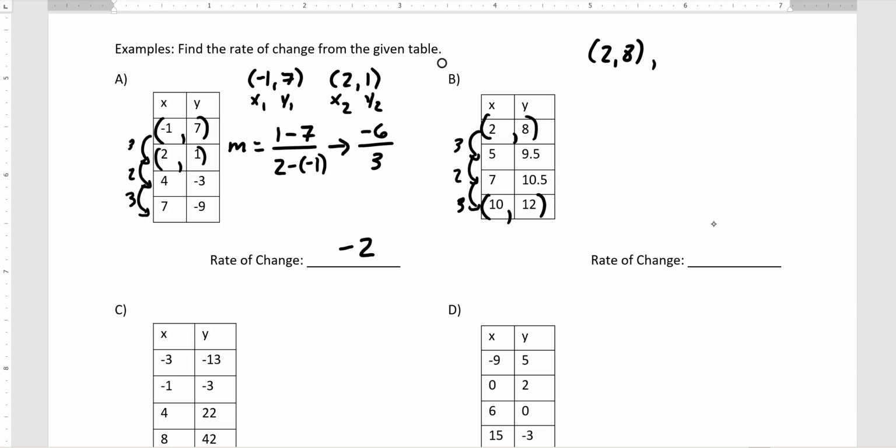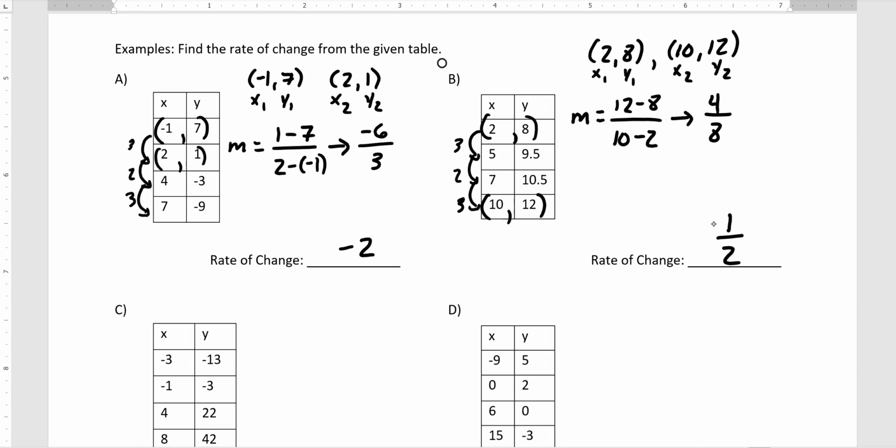So (2, 8) and (10, 12). So we have x1, y1, x2, y2. Now that's not to say you can't use points with decimals. You can. I'm going to try to keep using integers as we do this, to make the math a little bit easier. So m equals y2, 12 minus y1, 8 over x2, 10 minus x1, 2. 12 minus 8 is 4, 10 minus 2 is 8, 4 over 8 would reduce to 1/2. So my rate of change here would be 1/2.